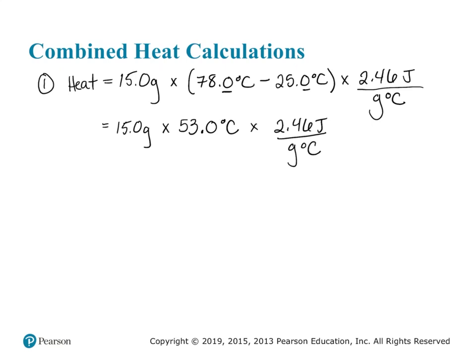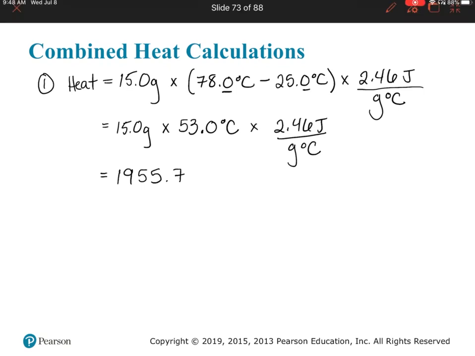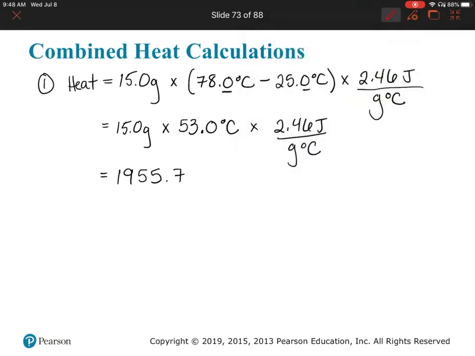Okay, so let's figure out how much this is. So we've got 15 times 53 times 2.46. All right, so I get 1955.7. Okay, so 1955.7. Now, remember, we always want to take sig figs into account. So we were multiplying everything, which means we want to limit our answer to the least number of sig figs, or our least accurate measurement.